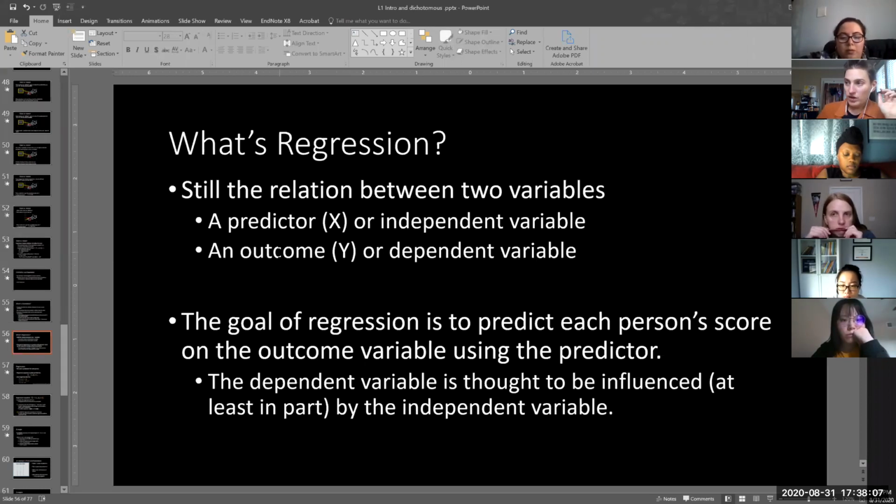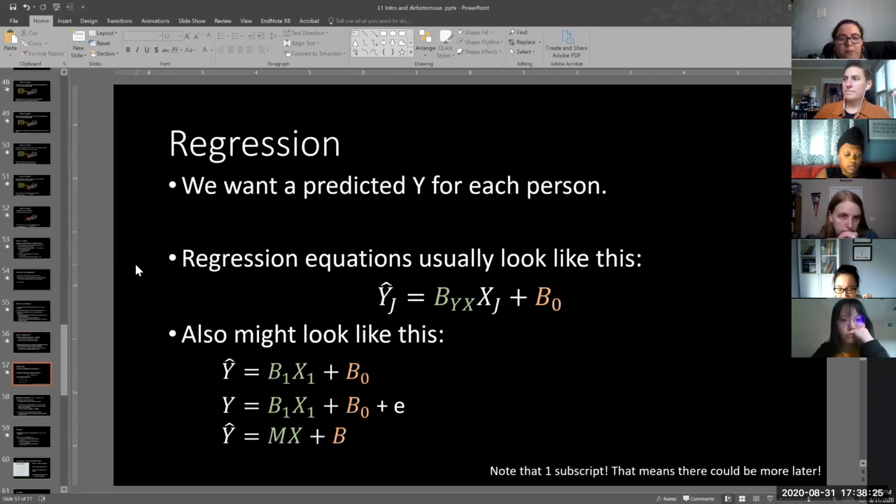So the goal of a regression, again, in the continuous version or the dichotomous version, is to get a predicted score for every single person. And it's influenced, in this case, by this independent variable, or the predictor, the x. So we want, oh, here's that slide. Woo. We want a predicted y for each person.